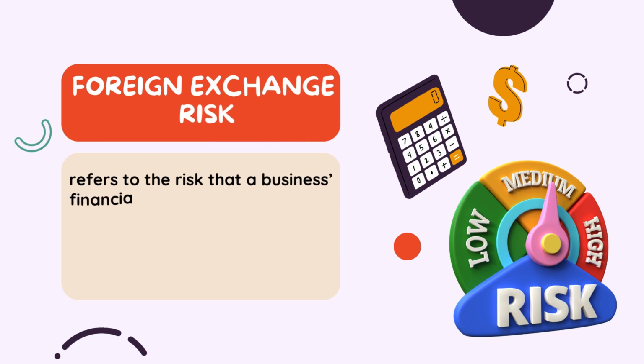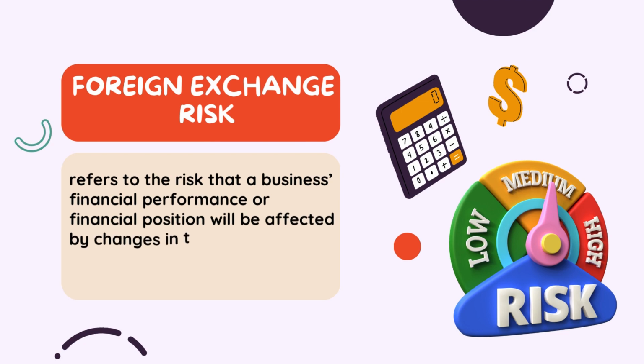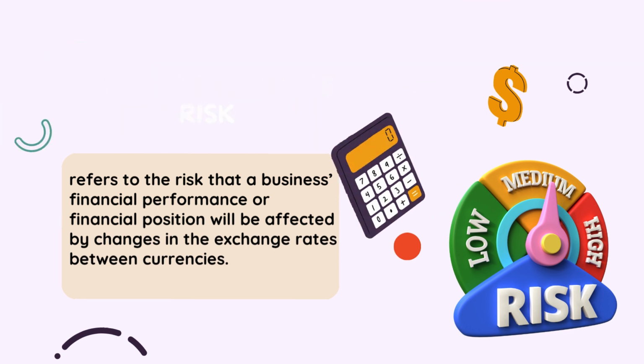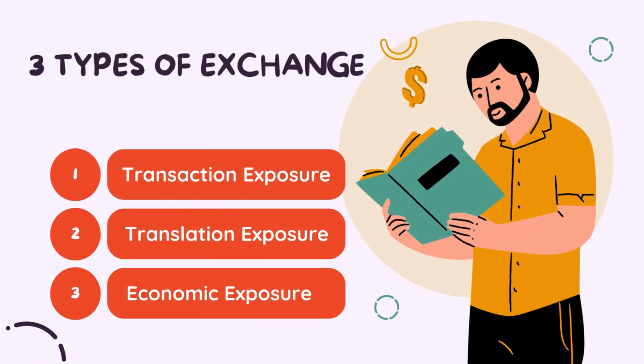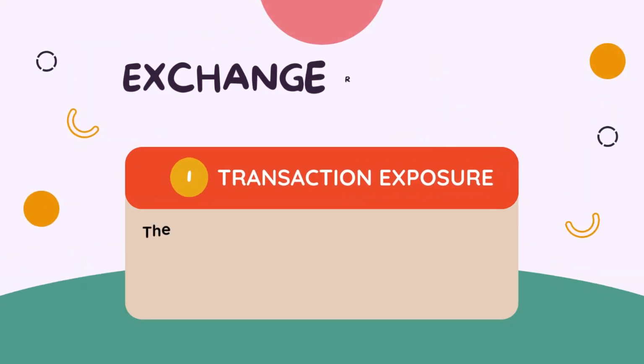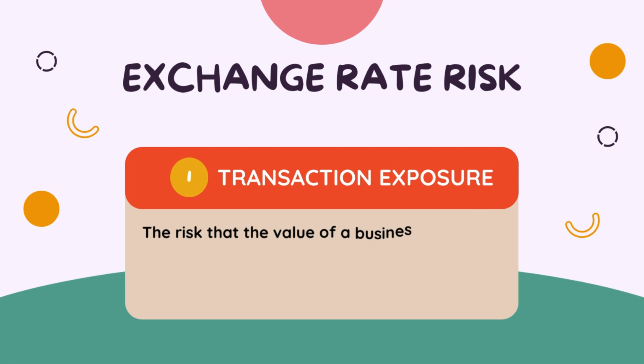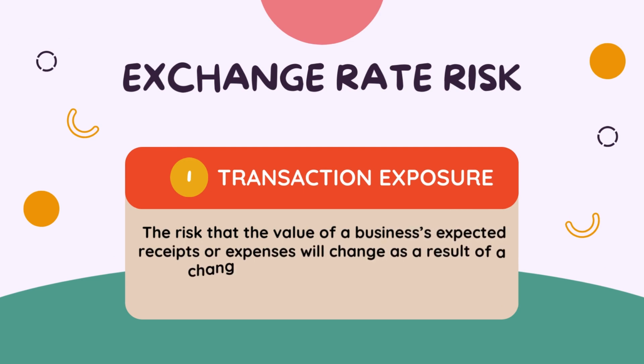So let us now discuss what is foreign exchange risk. It refers to the risk that a business's financial performance or financial position will be affected by changes in exchange rates between currencies. So there are three types of exchange rate risk. The first one is transaction exposure, second is translation exposure, and third is economic exposure. So let us first discuss what is transaction exposure. It is the risk that the value of a business's expected receipts or expenses will change as a result of a change in currency exchange rates.